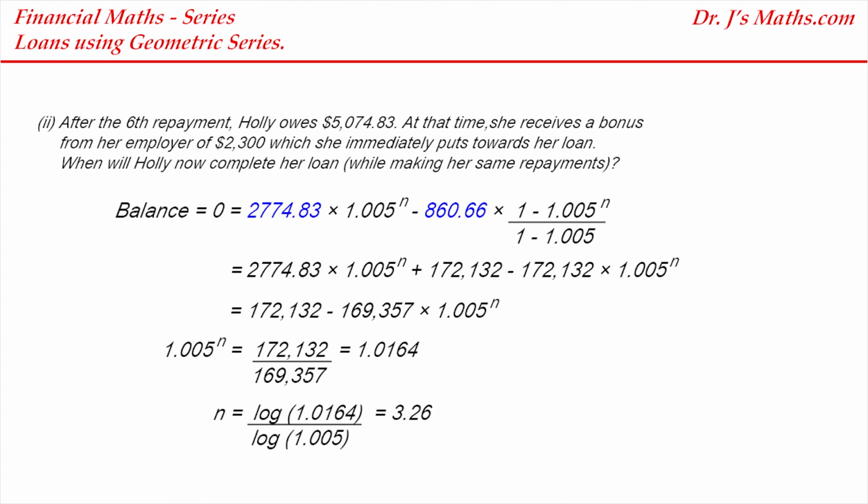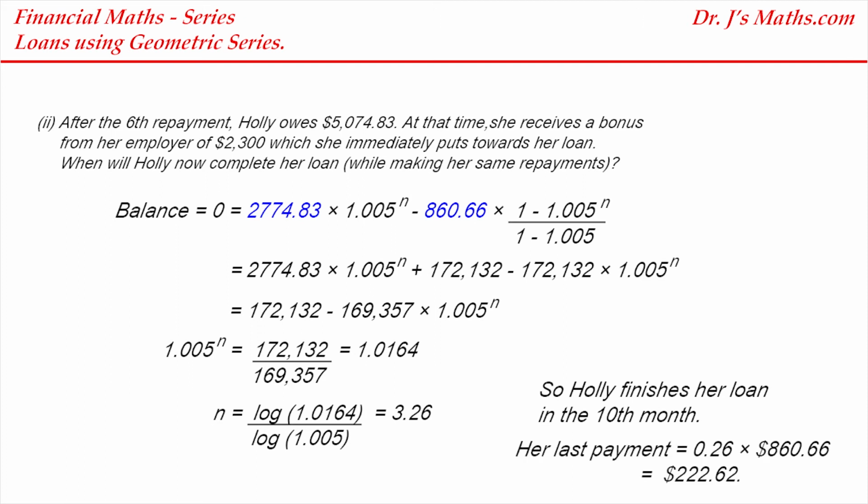Take your logs of both sides and change the base at the same time. So you have log of 1.0164 divided by the log of 1.005, gives you 3.26. So Holly finishes her loan after 3 and a bit more months. So that's in the 10th month. And her last repayment is going to be the 0.26 times her normal repayment, which is $222. So she's done pretty well. Well done.